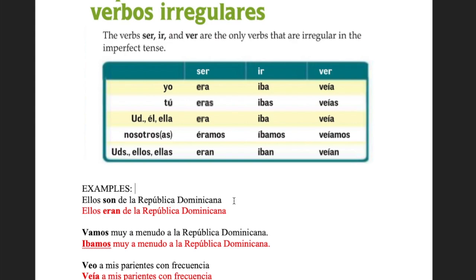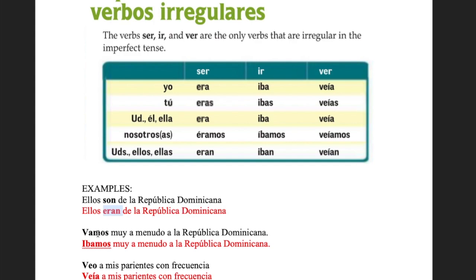Right here, my questions on my activities would say, replace, change the word to fit correctly in the imperfect tense. So, for example, ellos son de la República Dominicana. The word son is highlighted, meaning that's the word you have to change. But then you go to your chart and you don't see son. But like I just said earlier, son means ser. So you look at ellos, and then if it's ser, boom, that's your answer. Ellos eran de la República Dominicana.